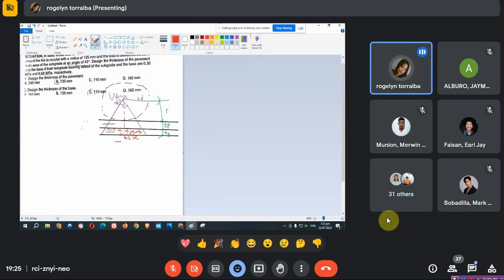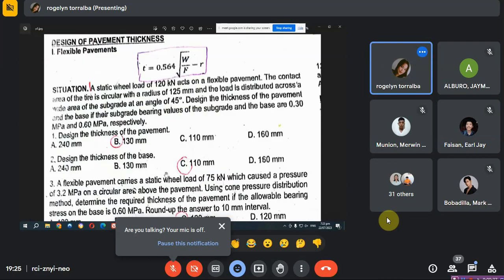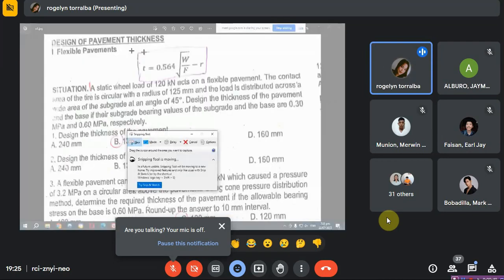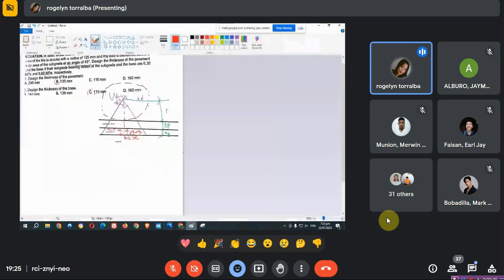Okay? So, that is the formula from earlier. I have the formula in a screenshot. In solving pavement engineering, you solve the same way as in RC and steel. You have design considerations.